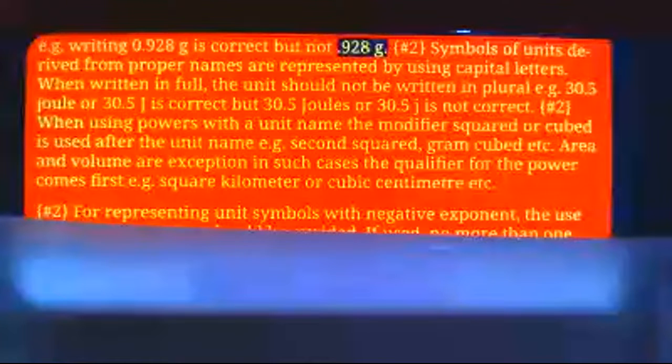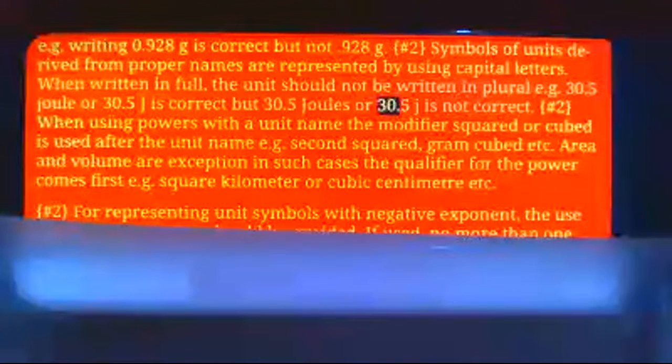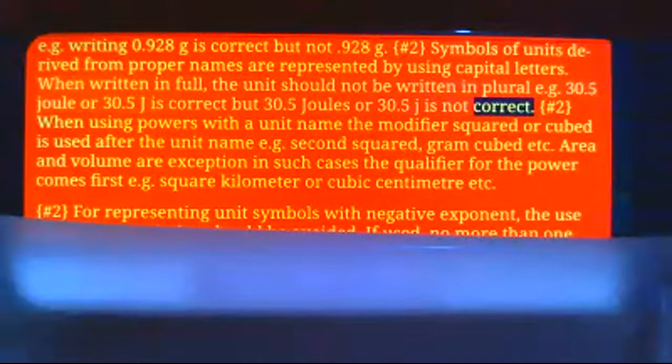Number 7. Symbols of units derived from proper names are represented by using capital letters. When written in full, the unit should not be written in plural, e.g. 30.5 joule or 30.5 J is correct but 30.5 joules or 30.5 j is not correct. Number 8. When using powers with a unit name, the modifier squared or cubed is used after the unit name, e.g. second squared, gram cubed, etc. Area and volume are exceptions in such cases. The qualifier for the power comes first, e.g. square kilometer or cubic centimeter, etc.